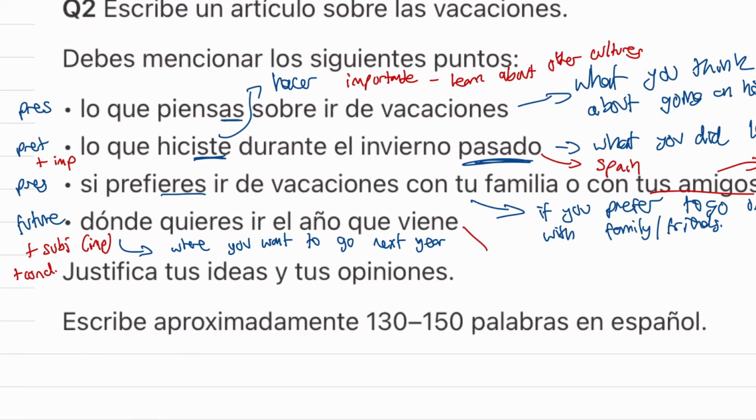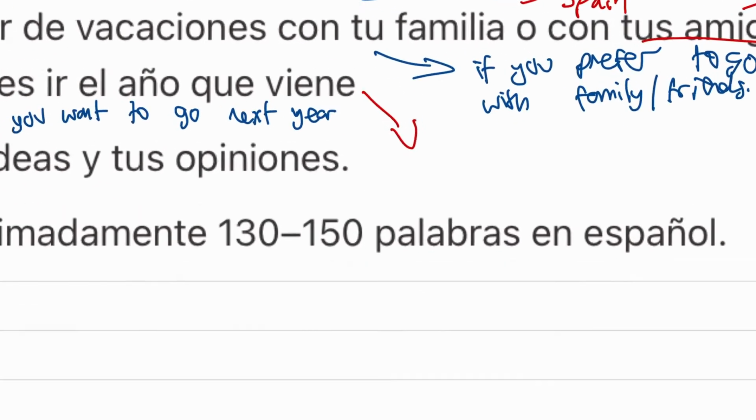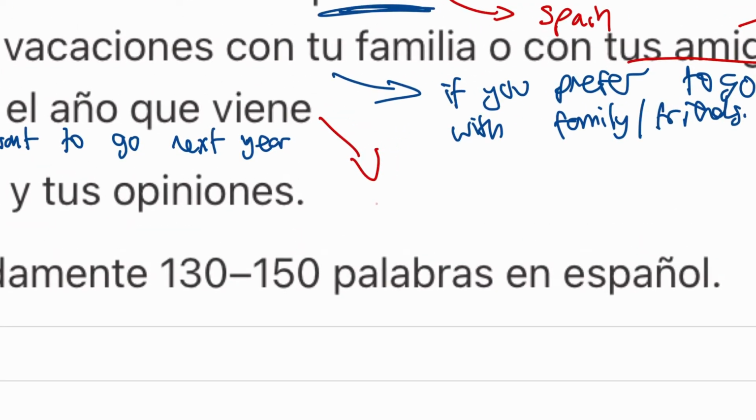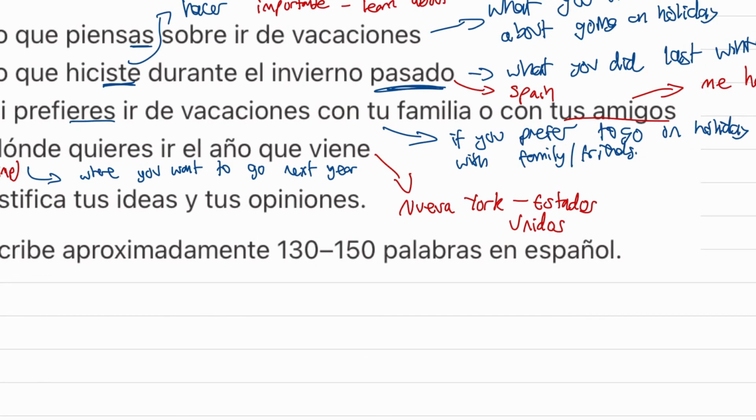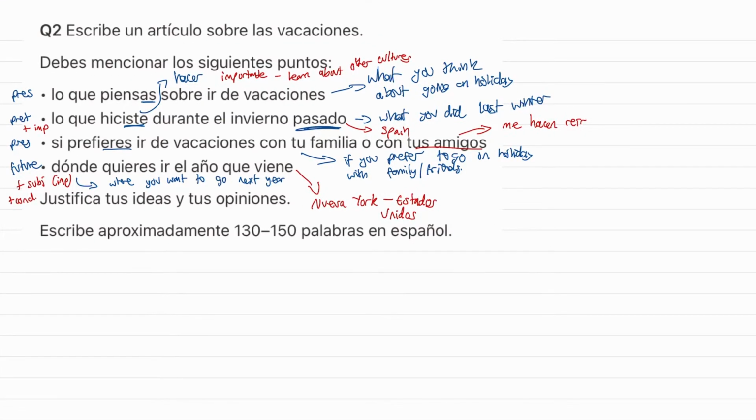And then lastly, where you want to go next year. Let's pick a place. Let's pick a country. Let's go for America. I'm going to pick specifically Nueva York, being New York. Okay, or just Los Estados Unidos. So I've already made up the decision before I start writing, so I can just focus on the writing part, the creativity or thinking about what I can say generally to answer the question.